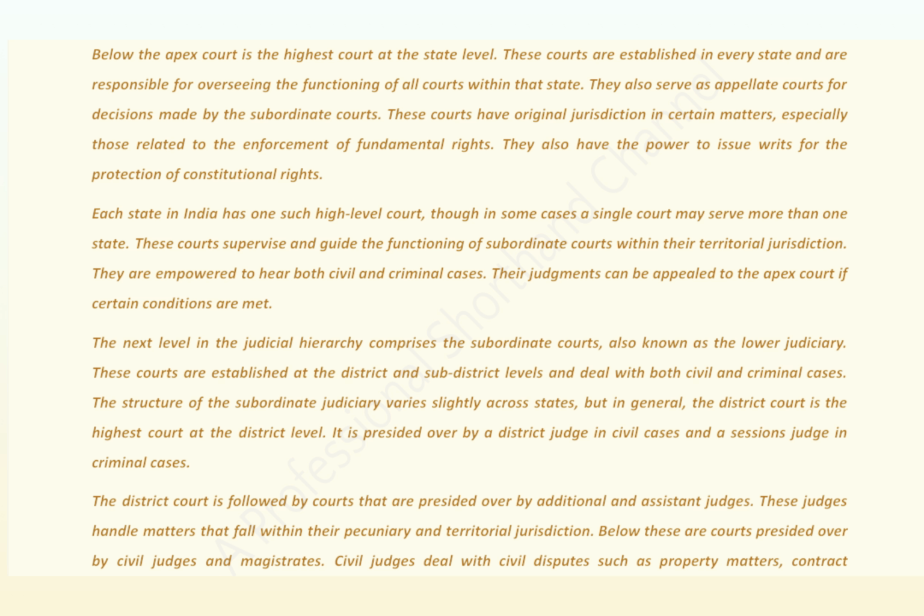Below the apex court is the highest court at the state level. These courts are established in every state and are responsible for overseeing the functioning of all courts within that state. They also serve as appellate courts for decisions made by the subordinate courts. These courts have original jurisdiction in certain matters, especially those related to the enforcement of fundamental rights. They also have the power to issue writs for the protection of constitutional rights.